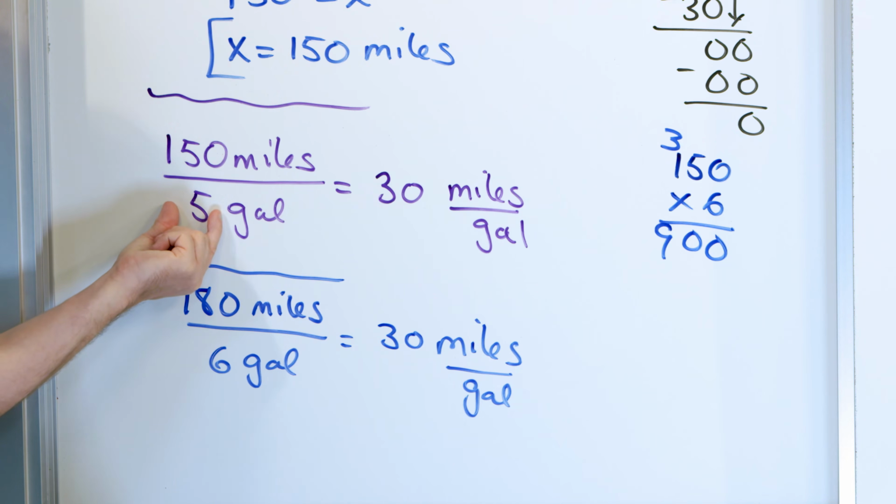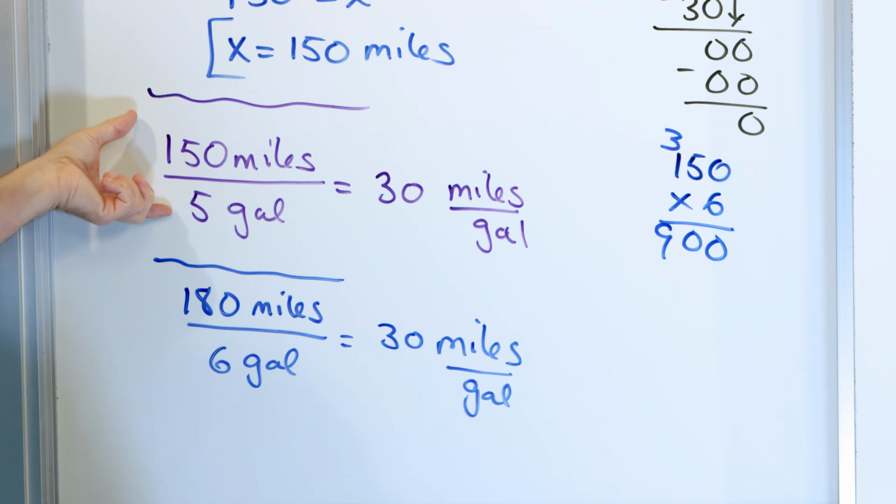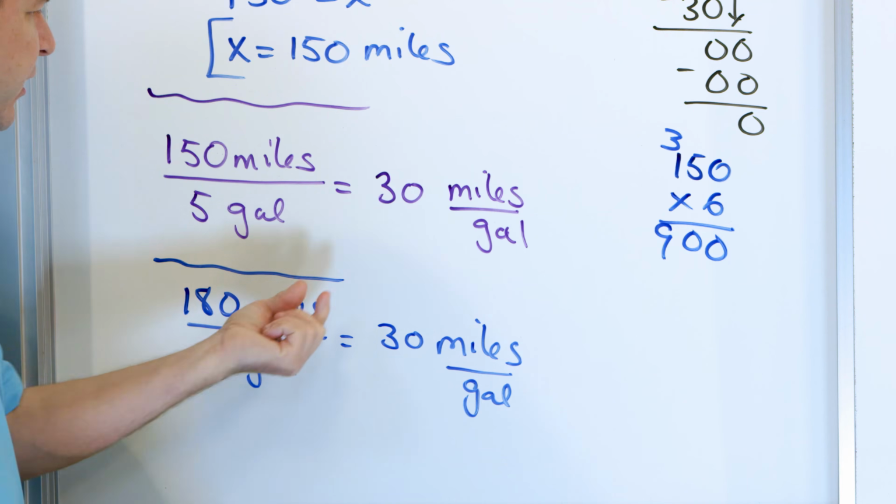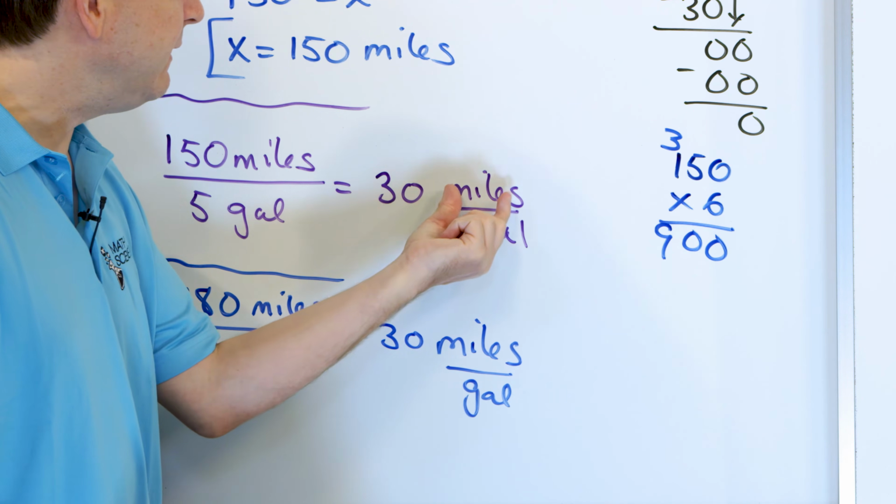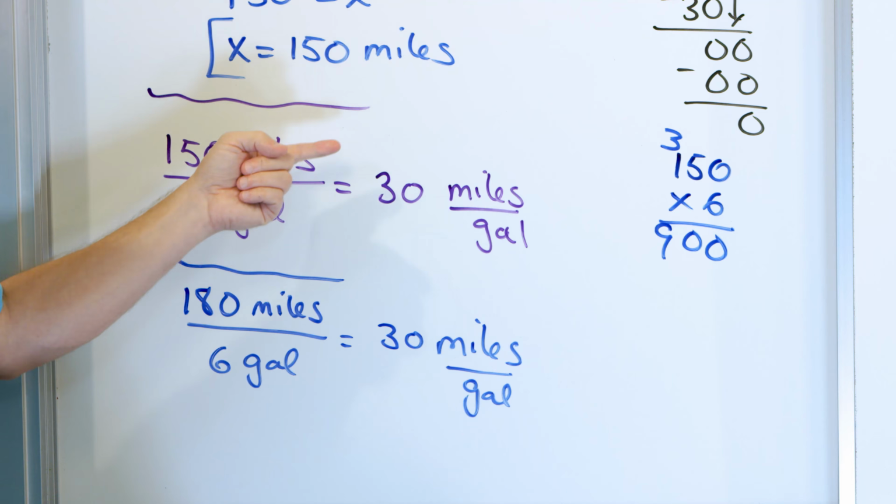Here, I put less gas in the tank and I went a shorter distance, but when I divide the ratio and find the ratio, I still find that this engine can take me 30 miles on a single gallon of gas, 30 miles per gallon.